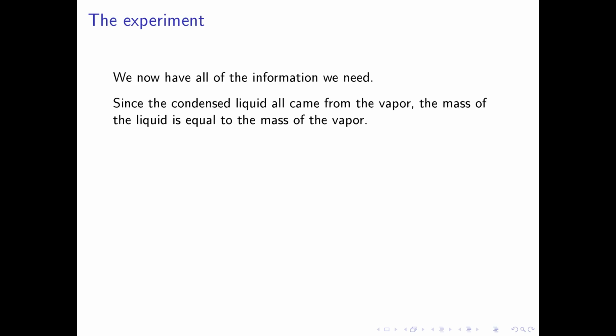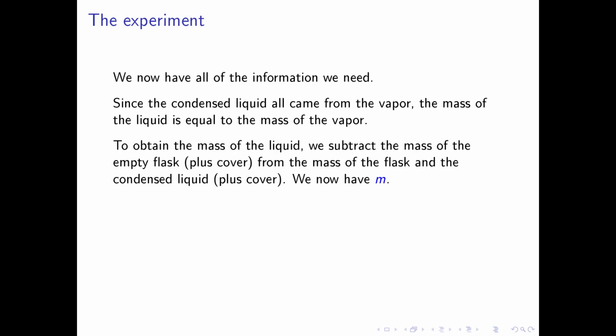Since the condensed liquid all came from the vapor, the mass of the liquid is equal to the mass of the vapor. To obtain the mass of the liquid, we subtract the mass of the empty flask plus the cover from the mass of the flask and the condensed liquid plus the cover. We now have the value for m.